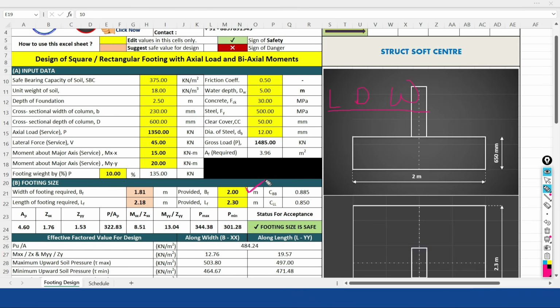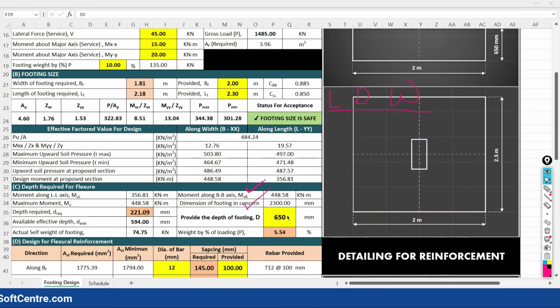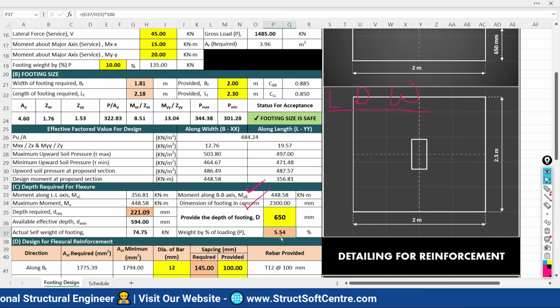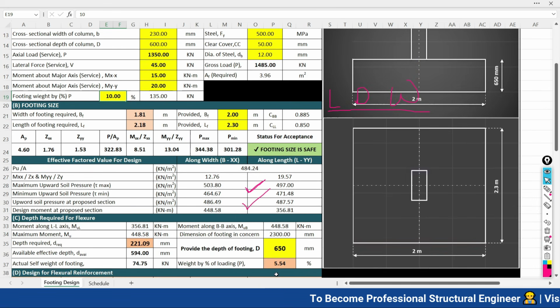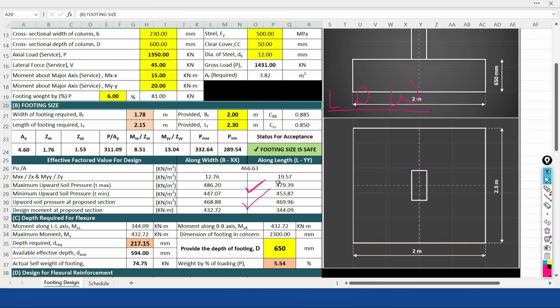If you have these three things, then only you can calculate the actual self weight of the footing. Once you have decided the width, the length, and the depth as well, then you can calculate the self weight of the footing. So the self weight of the footing is 74.75 and by percentage it is 5.54 only, but we have considered 10%, so we can take it as safe. Otherwise, if you say, no sir, I will make it accurate, you can consider it as 5.55 or 6% as well, and accordingly proceed. But I don't want to change it, I would like to go with 10% only.